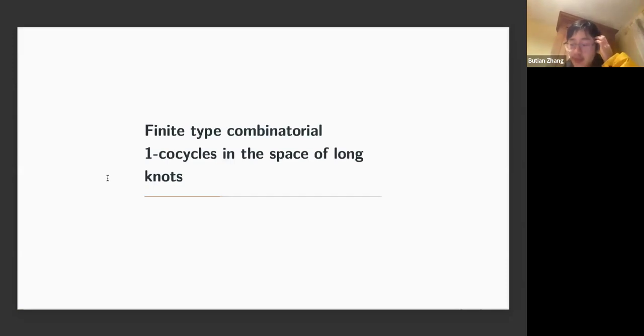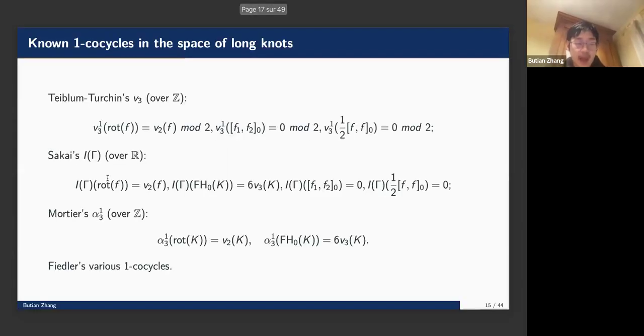Having talked about the one cycles, I shall talk about the one cocycles in the space of long knots. I shall first introduce some known one cocycles. The first one is the Turchin-Tuplin one cocycle, V3. V3 is a one cocycle of finite type of order 3 in the sense of Vassiliev. It was first discovered by Tuplin and Turchin around 2006, something like that.